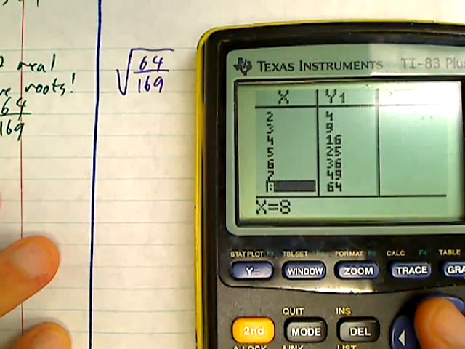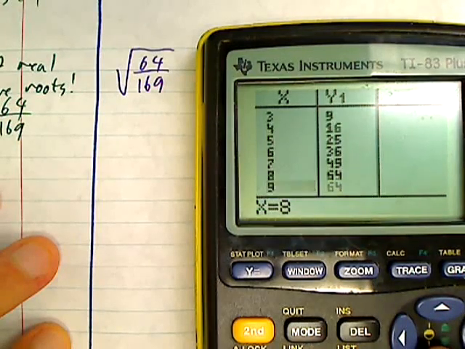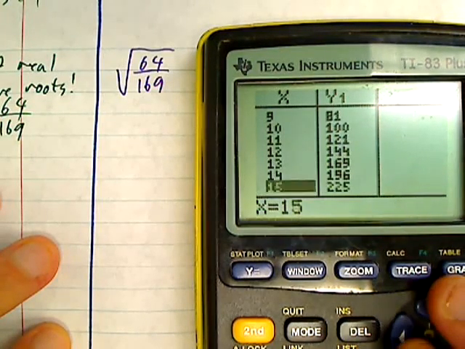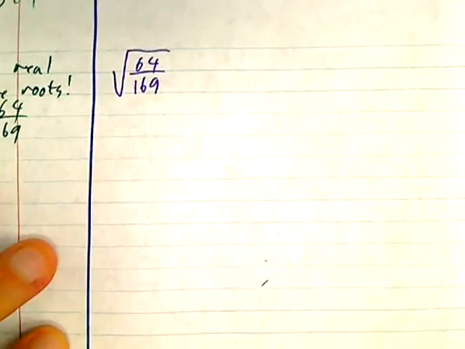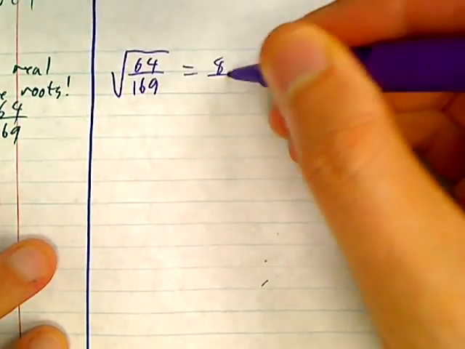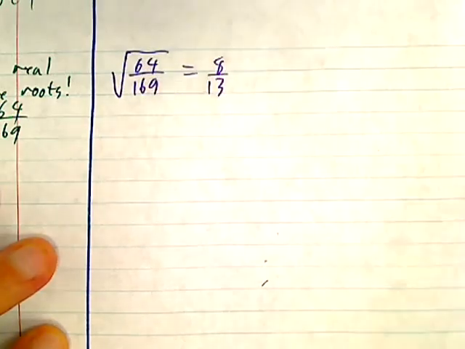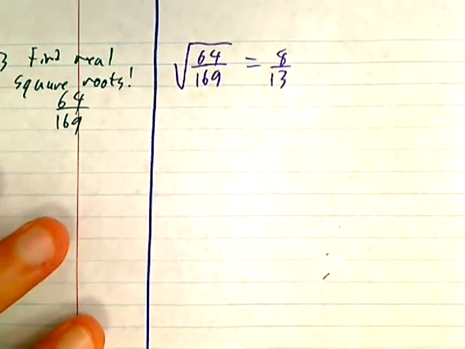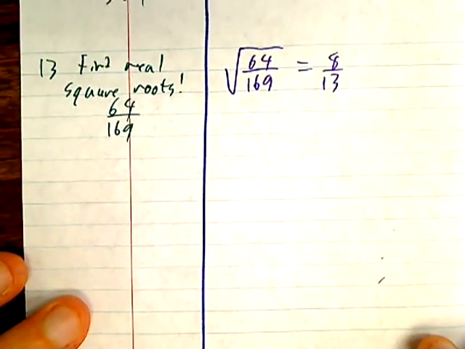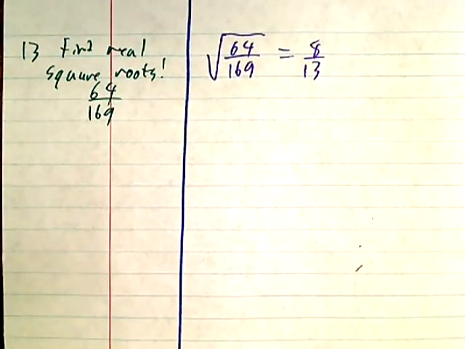And up to, so 64 is going to be 8. 169 is going to be 13. So this is just 8 over 13. Okay, so as soon as you know that you can take the square root of each individually, there it is, 8/13. Just takes you a second. Let's try another one. Let's try 15.